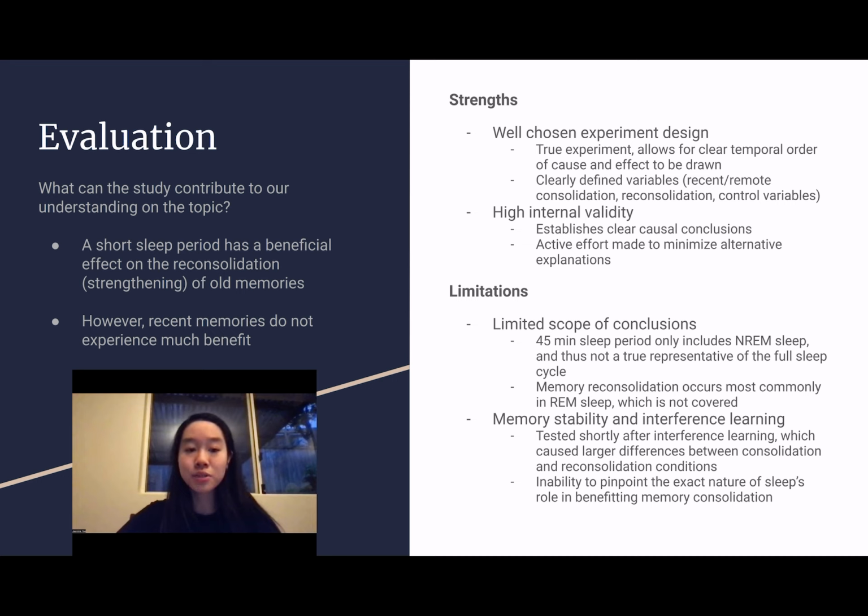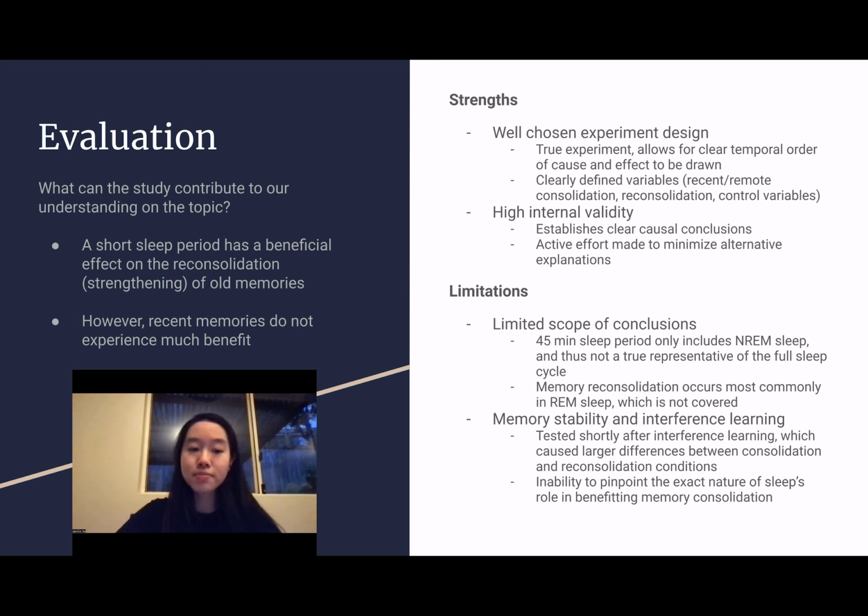This methodological rigor ensures that observed effects on memory consolidation are indeed due to sleep. However, the study does have its limitations that affect the scope of its conclusions. The sleep intervention consists of a 45-minute nap, which only includes non-REM sleep, not REM.